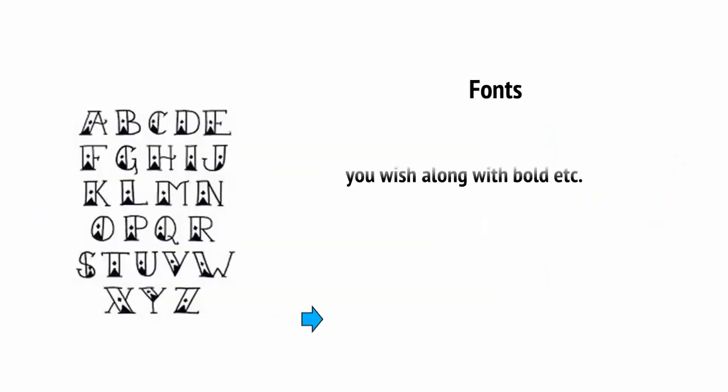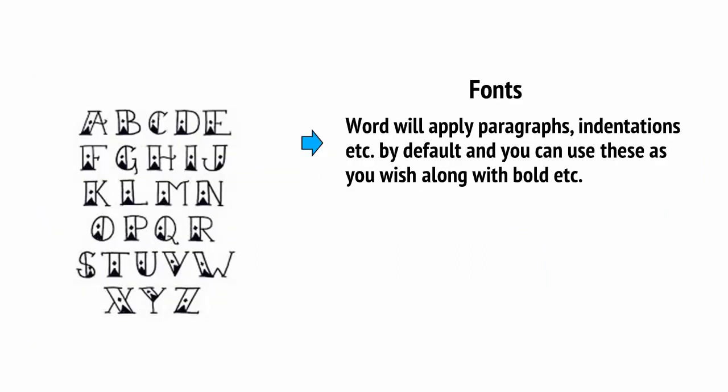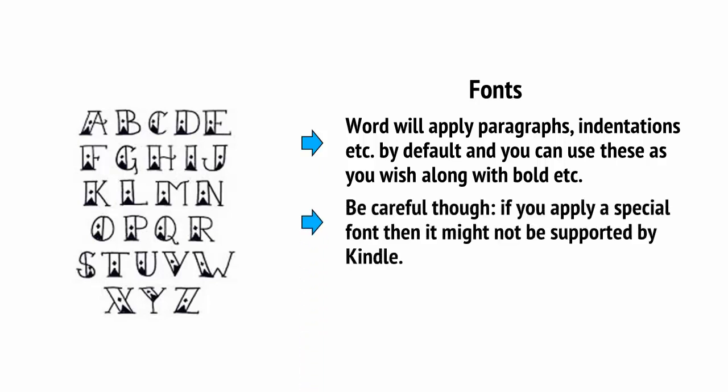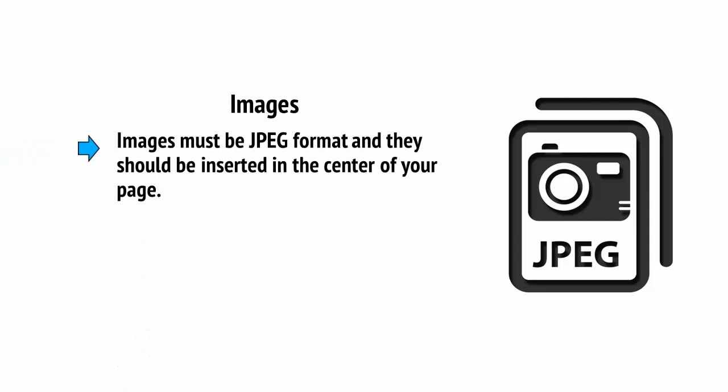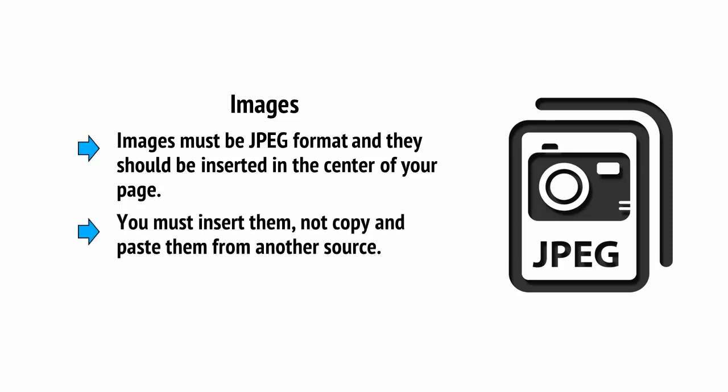Then there's fonts. Now, Word will apply paragraphs, indentations, etc. by default, and you can use these as you wish, along with bold, etc. Be careful though. If you apply a special font, then it might not be supported by Kindle. Avoid downloading unique OTF files, tempting though it might be. Then there's images. Now, images must be JPEG format and they must be inserted into the center of your page. You must insert them, not copy and paste them from another source. So that means selecting Insert and then Picture.